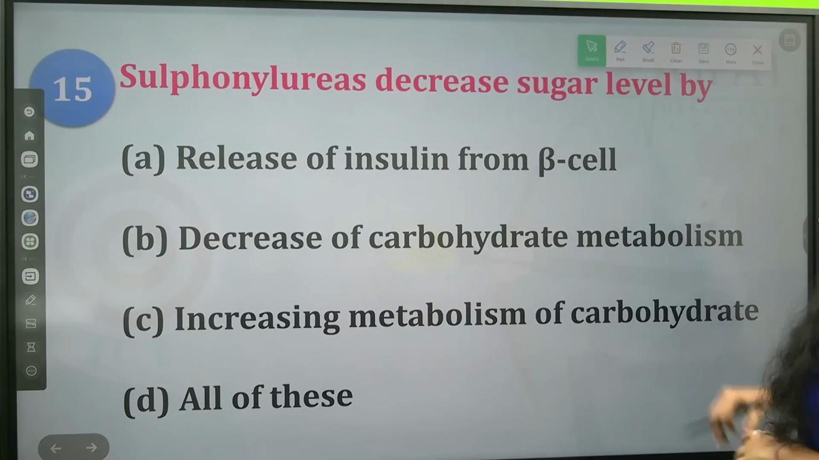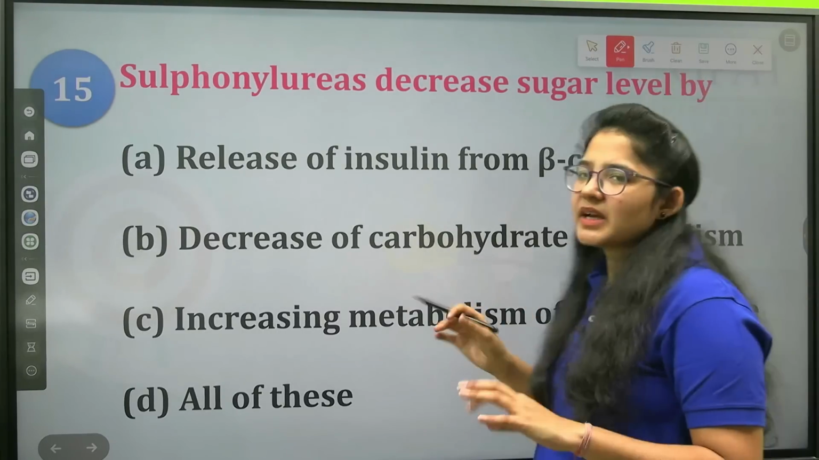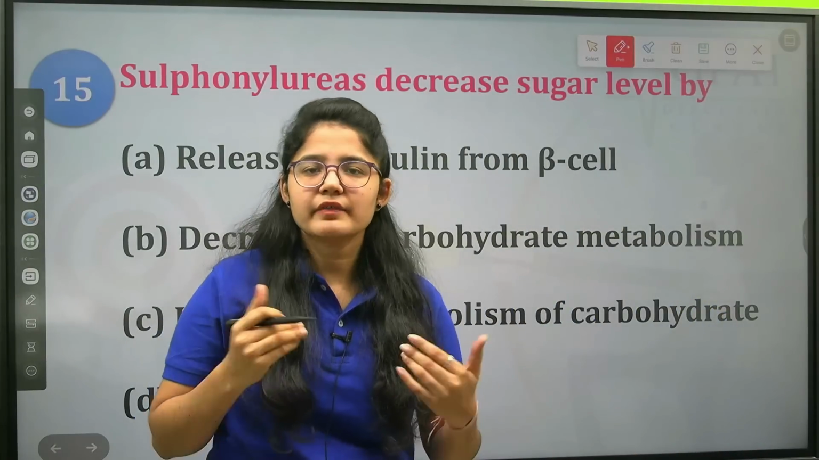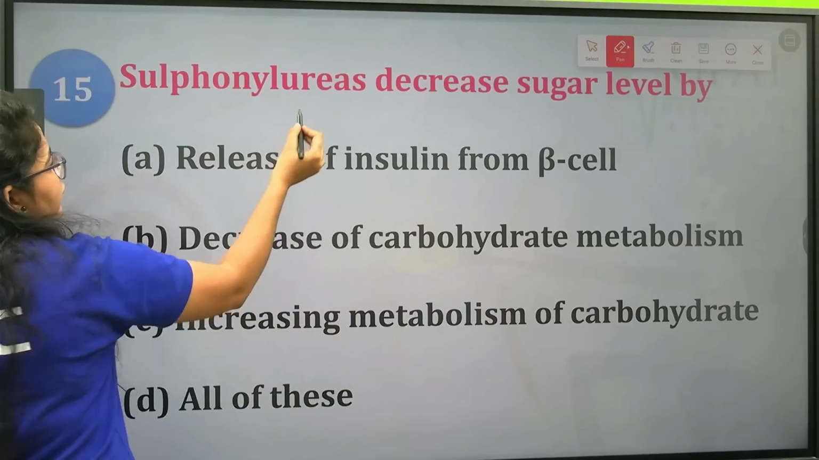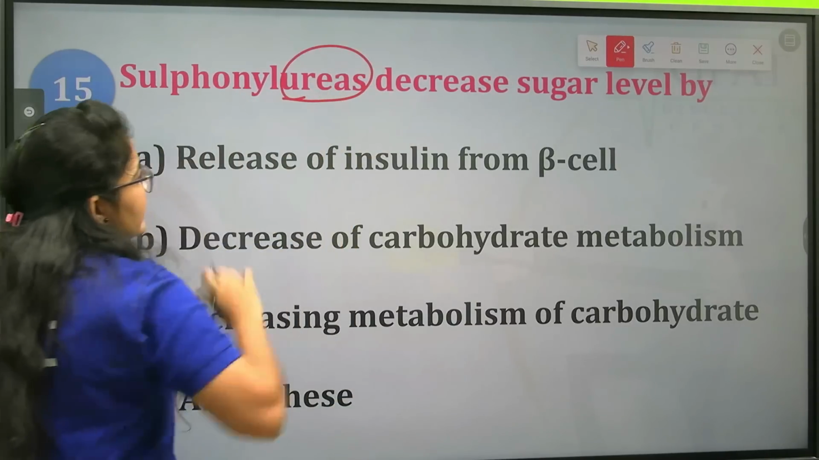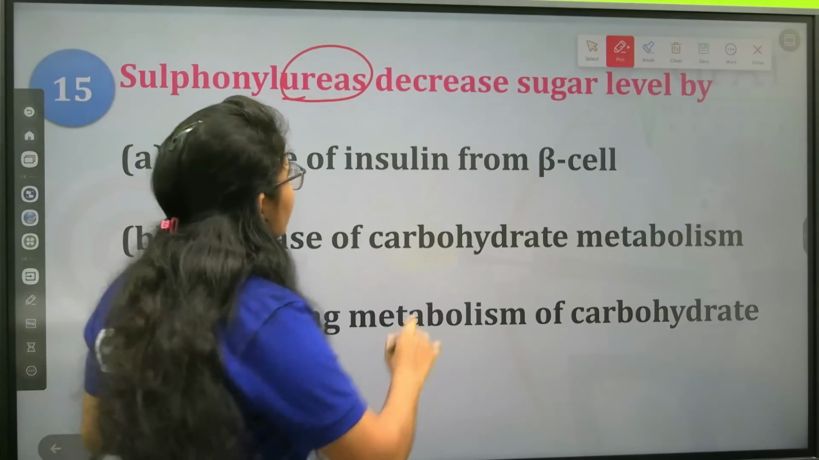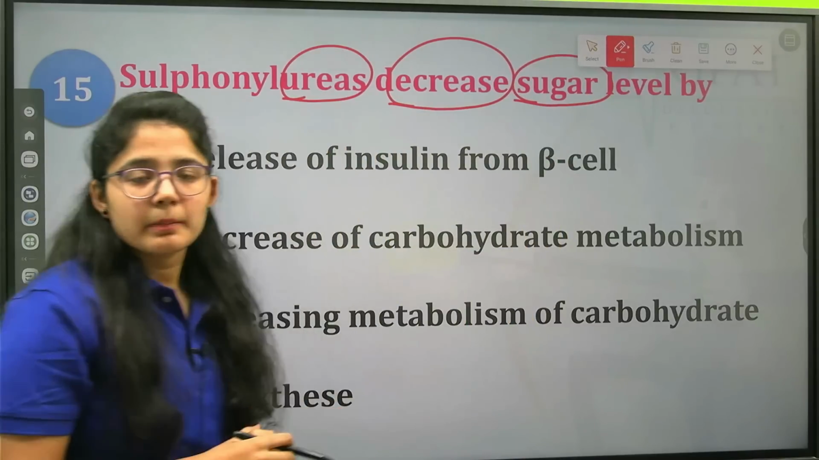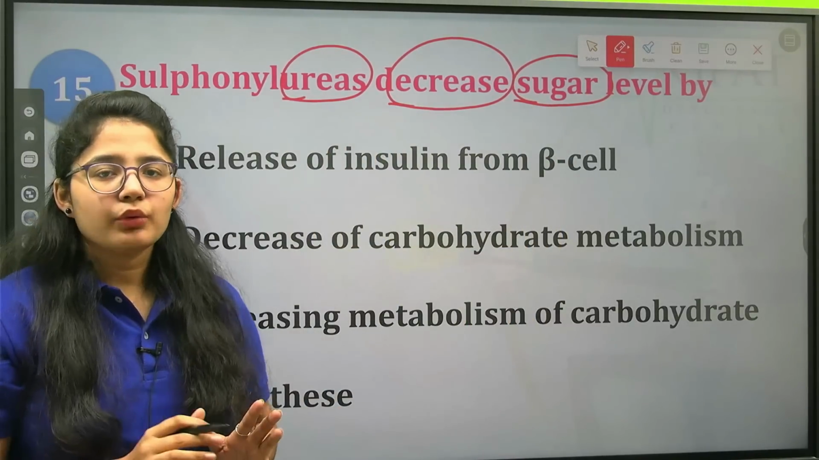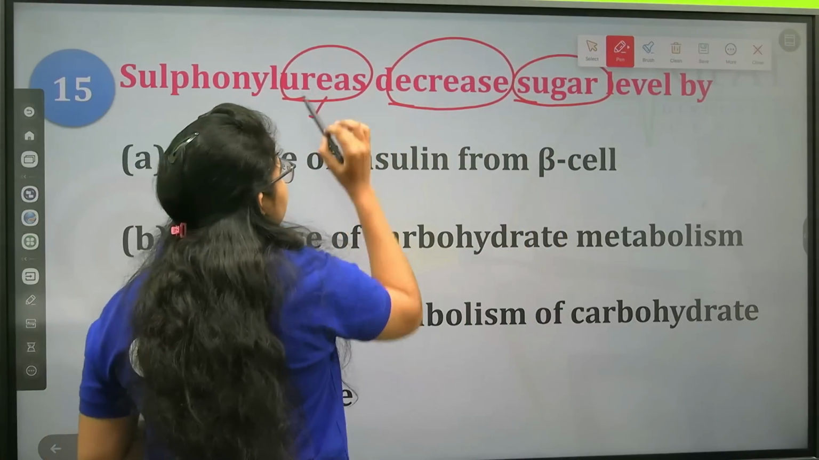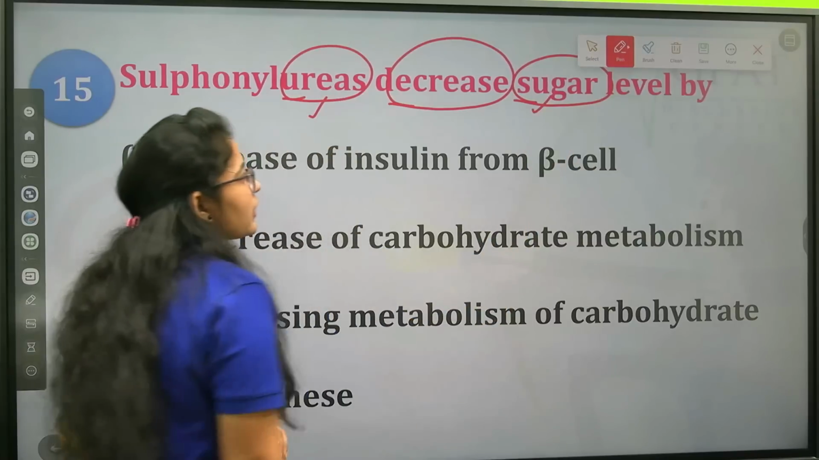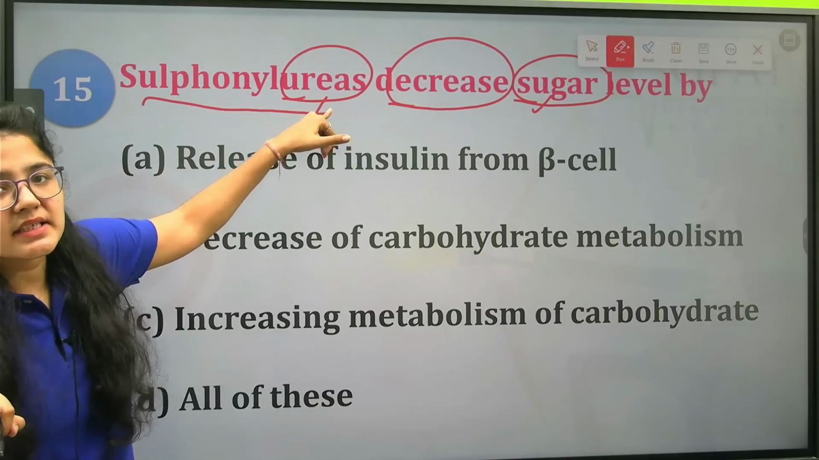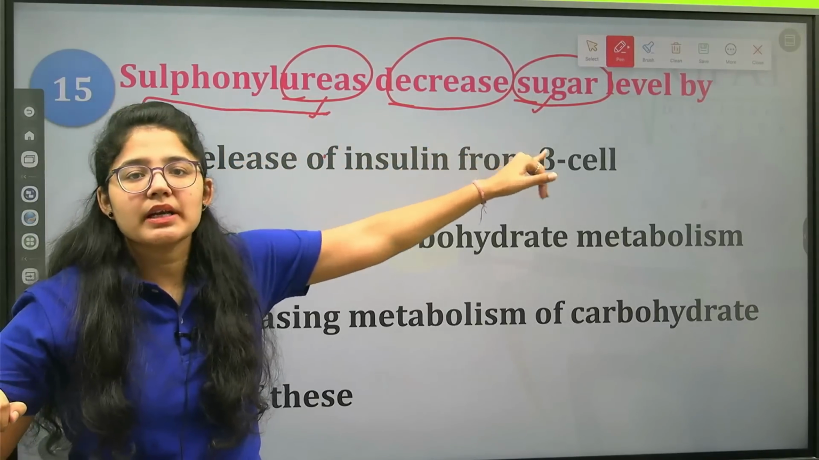Sulfonylureas decrease sugar level. See, understand the question. Just divide the words and you will get your answer. Sulfonyl, here you can identify the term urea. Here decrease in your sugar level means somehow the urine has a high amount of sugar, and this sulfonylurea is responsible to decrease the sugar level.